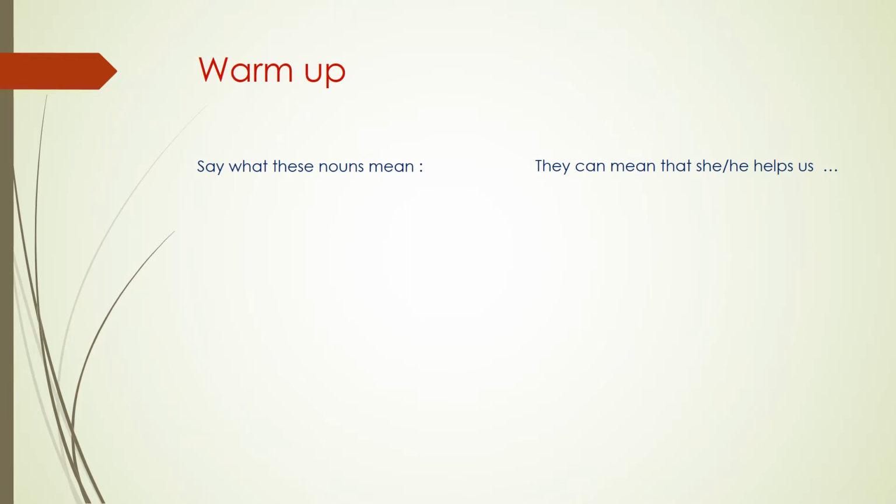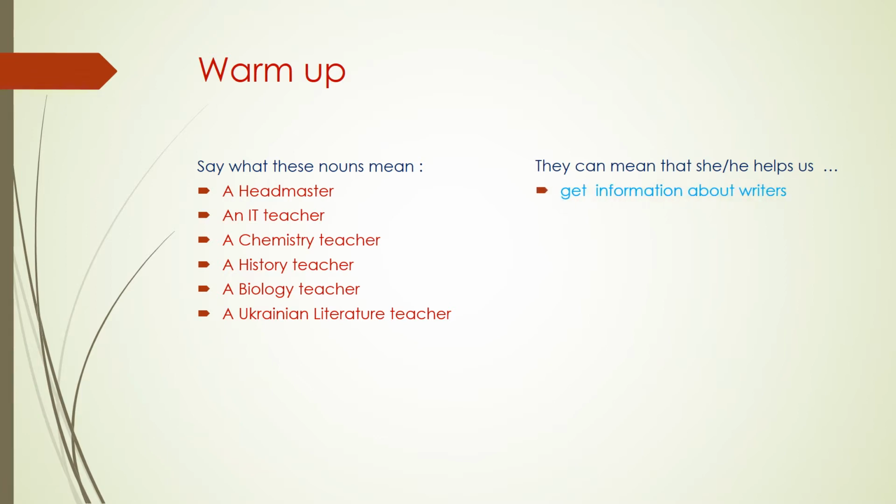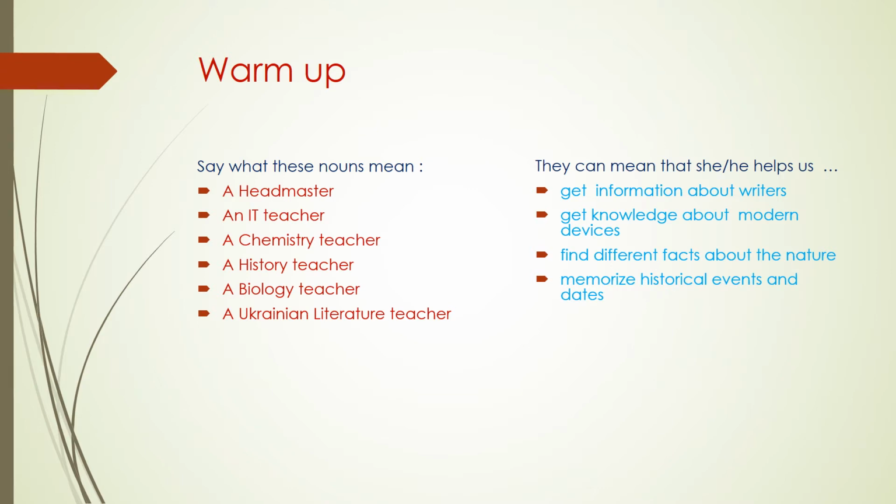Let's start. You have some nouns: a headmaster, an IT teacher, a chemistry teacher, a history teacher, a biology teacher, a Ukrainian literature teacher. You should say what these nouns mean. They can mean that he or she helps us get information about writers, get knowledge about modern devices, find different facts about the nature, memorize historical events and dates, solve school problems, get to know the laws of interaction between different elements.